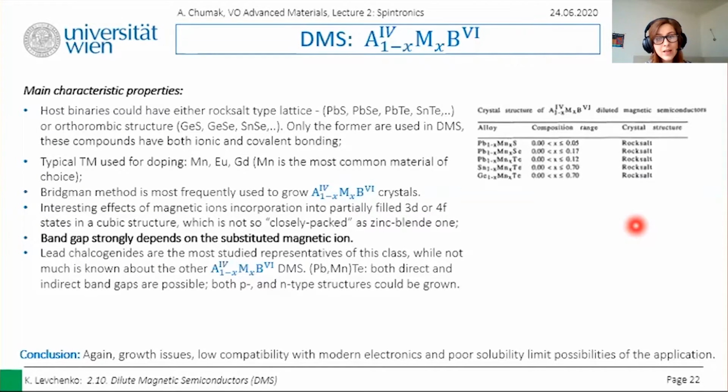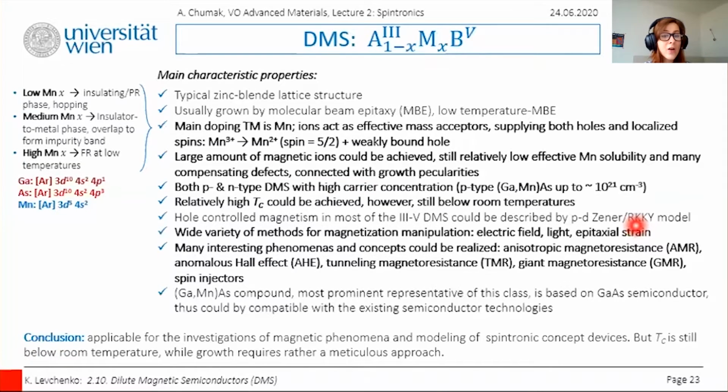But still, the composition range in which we could introduce the transition metal ion is very low, and the obtained results are not so prominent in comparison to another class that we're going to discuss now, the III-V. For quite a long time, III-V dilute magnetic semiconductors, fine representatives being gallium manganese arsenide and indium manganese arsenide, suffered the same fate as their colleagues and cousins from other subfamilies.